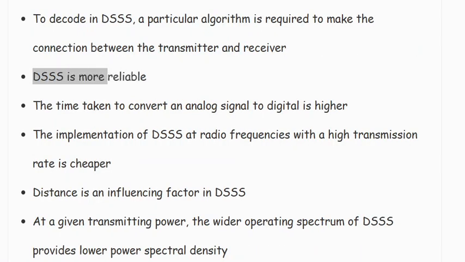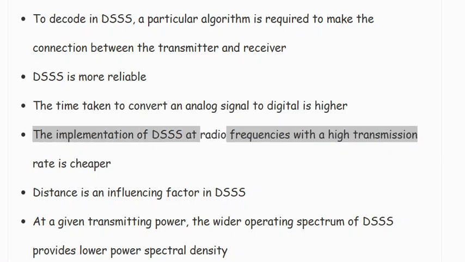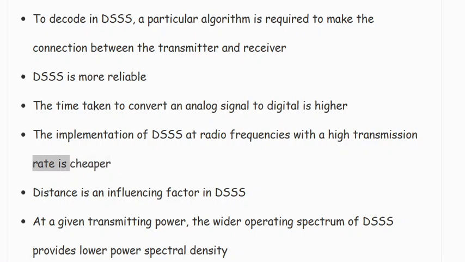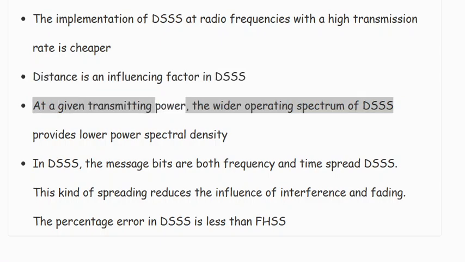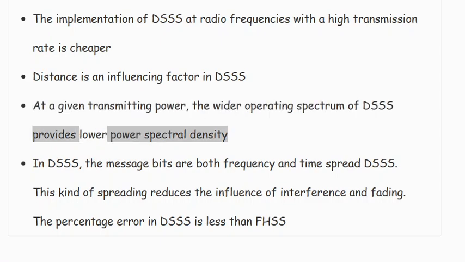DSSS is more reliable. The time taken to convert an analog signal to digital is higher. The implementation of DSSS at radio frequencies with a high transmission rate is cheaper. Distance is an influencing factor in DSSS. At a given transmitting power, the wider operating spectrum of DSSS provides lower power spectral density.